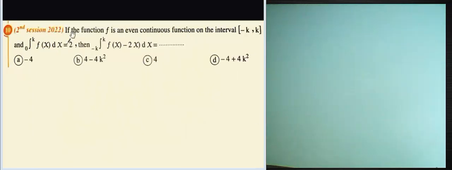Question 10. The function f is an even continuous function on the interval from -k to k, the integral from 0 to k of f of x dx equals a given value, and then the integral from -k to k of f of x minus 2x dx equals a space.